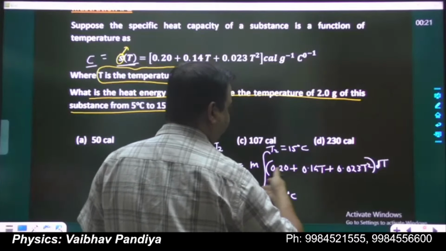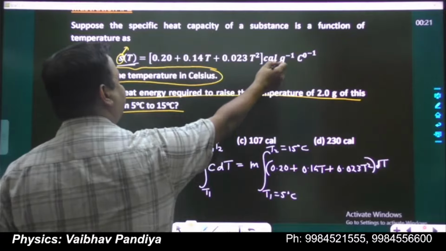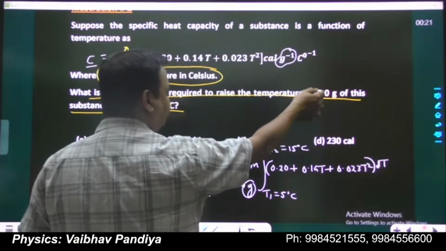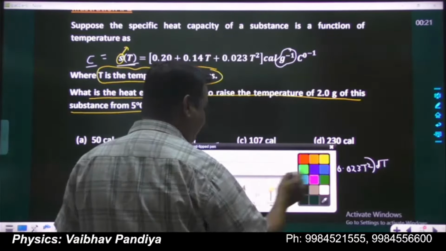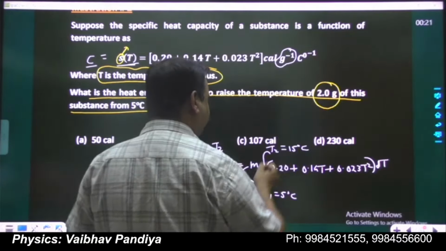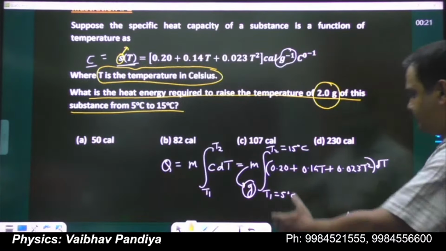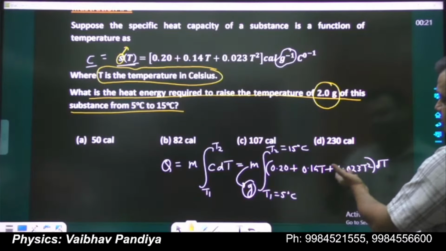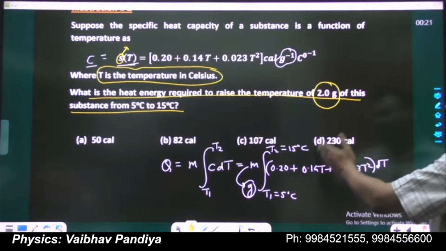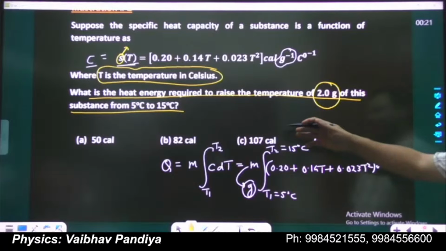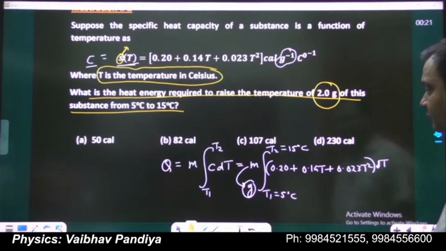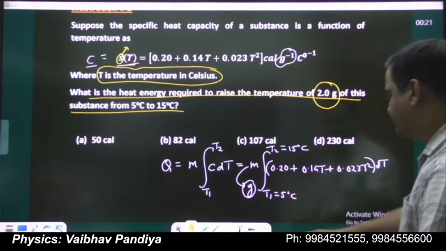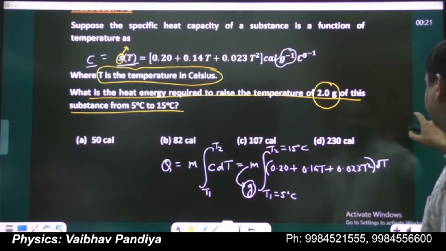Now it's a straightforward integral, and mass is given in gram. So mass you have to keep in gram, do not convert it in kg. It is given to be 2 gram. So simply put m to be 2 gram. It will be 0.20 t, 0.14 t square by 2, 0.023 t cube by 3, and put the limits of t and check out the answer. 4 options are given. I'm leaving it for your self-evaluation. Check which option will come to be correct.